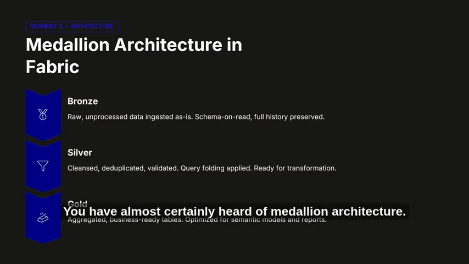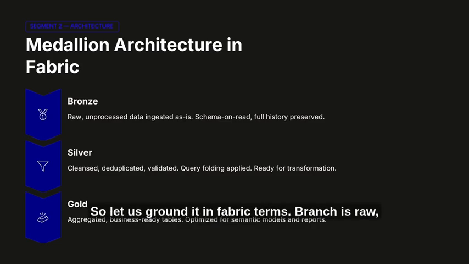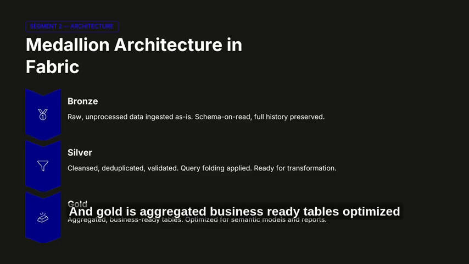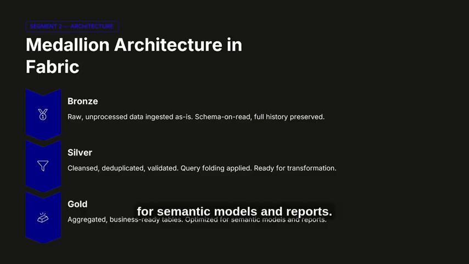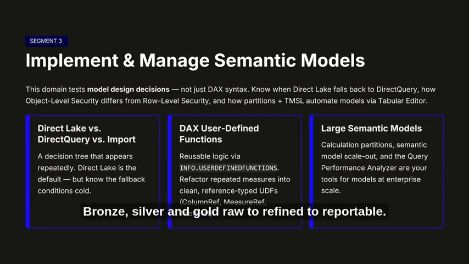You have almost certainly heard of Medallion architecture, so let us ground it in Fabric terms. Bronze is raw, unprocessed data ingested as is, schema on read, full history preserved. Silver is cleansed, deduplicated, and validated with query folding applied. This is your data ready for transformation. And gold is aggregated, business ready tables optimized for semantic models and reports. Bronze, silver, and gold, raw to refined to reportable.